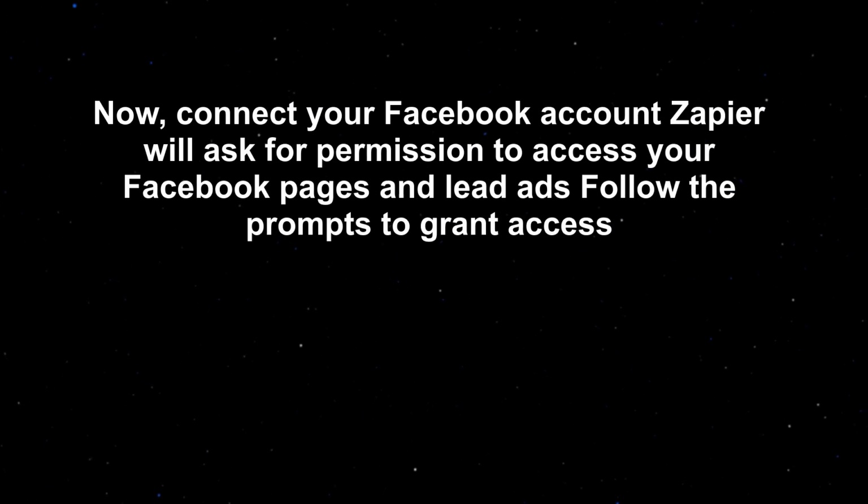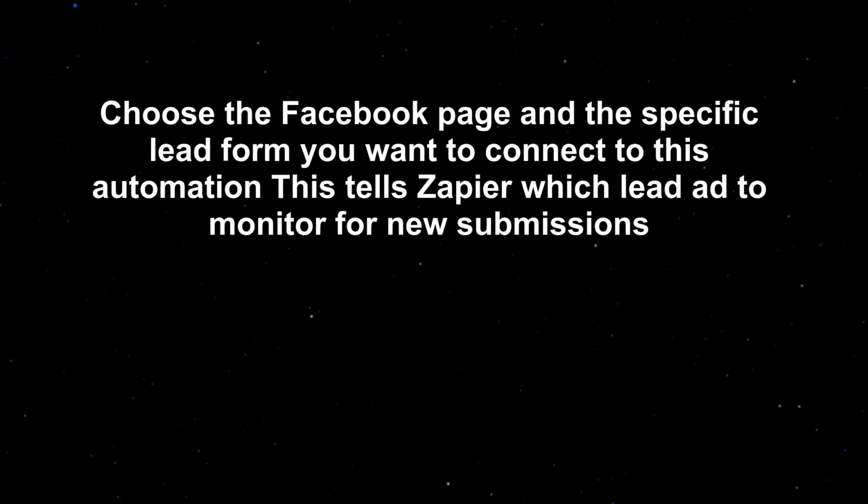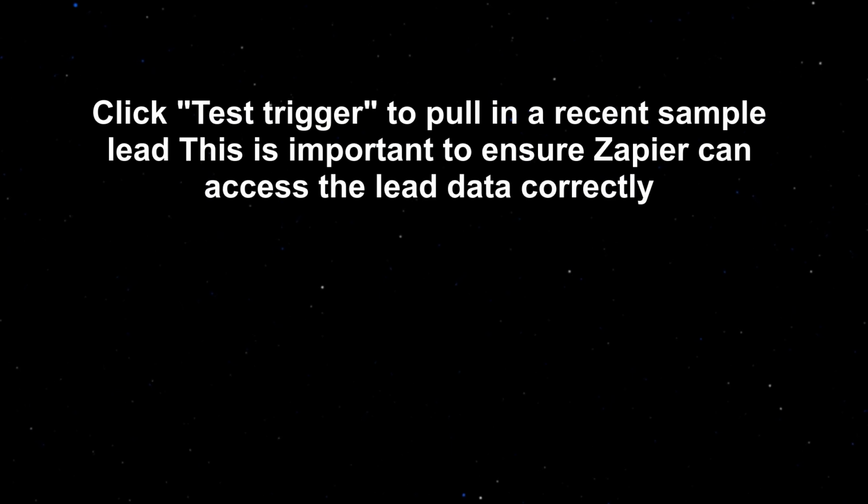Now, connect your Facebook account. Zapier will ask for permission to access your Facebook pages and lead ads. Follow the prompts to grant access. Choose the Facebook page and the specific lead form you want to connect to this automation. This tells Zapier which lead ad to monitor for new submissions. Click Test Trigger to pull in a recent sample lead. This is important to ensure Zapier can access the lead data correctly.